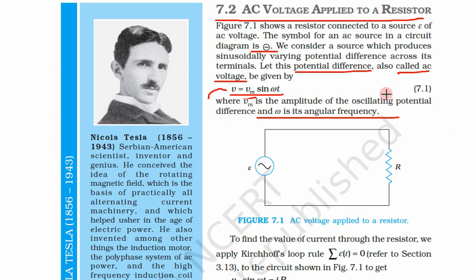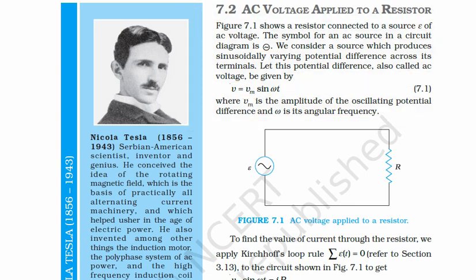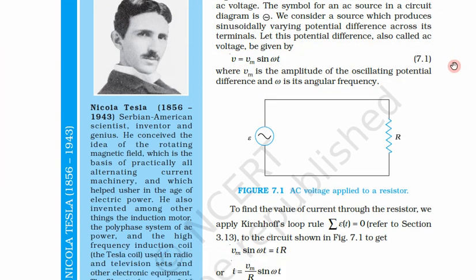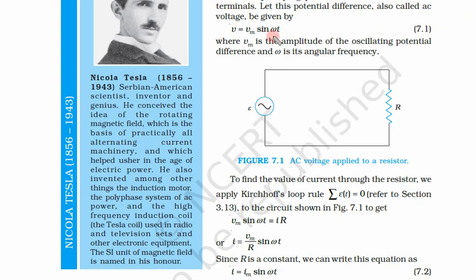Now let us see the figure, what we are doing. Instead of DC voltage, we are using AC voltage. So this is our AC voltage, or we say potential difference. This is the symbol of AC. Here epsilon is written, and this resistance R is connected with this potential generator or AC power generator.